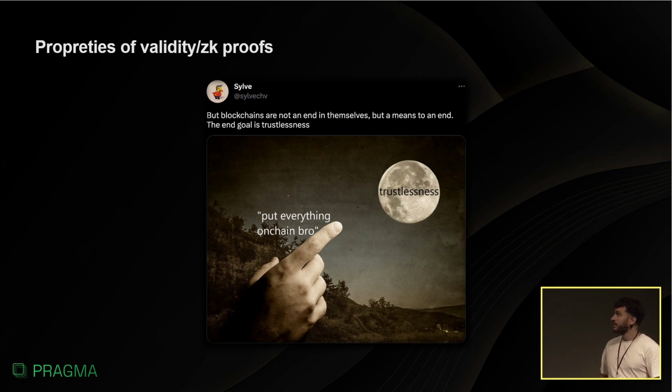I put a tweet of someone well known in the Starknet ecosystem, which is Sylv. Most of what we're trying to do in the blockchain space is having this trustlessness. But now with ZK proofs, we are not forced to put everything on-chain. Because we have those validity proofs, we can just get the trustlessness from those validity proofs. So that's what validity proofs are changing in the equation.